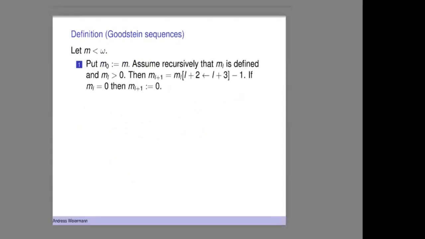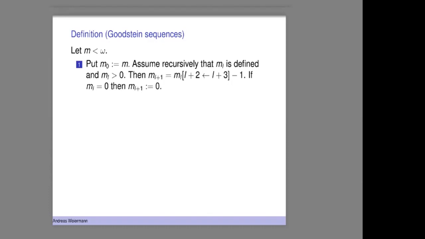Now, I have three types of Goodstein sequences. For number m, I first define my Goodstein sequence with respect to the first base change operation, that was the double base change operation. So if m_0 is m, and if m_l is bigger than 0, then m_{l+1} results from m_l by replacing base l plus 2 by l plus 3 and I subtract 1. And if m_l is 0, it stays 0. This is exactly the same definition as before. Of course, I have now a new normal form, so this makes a difference.